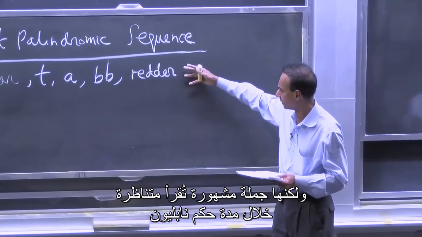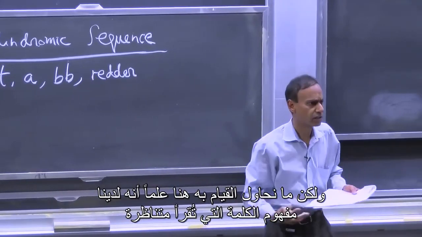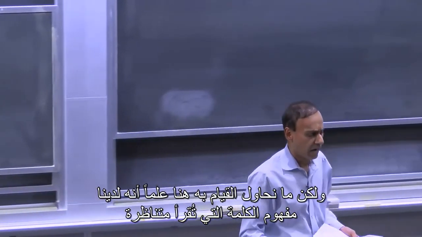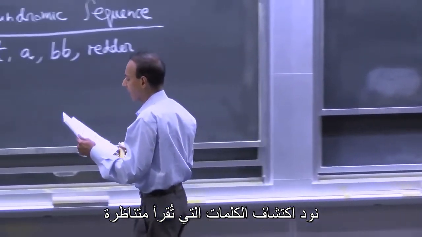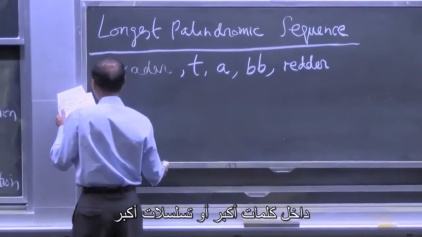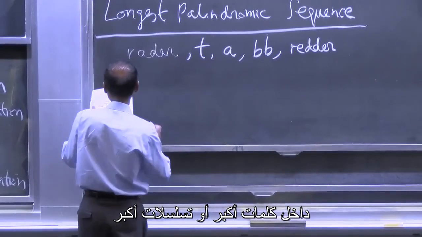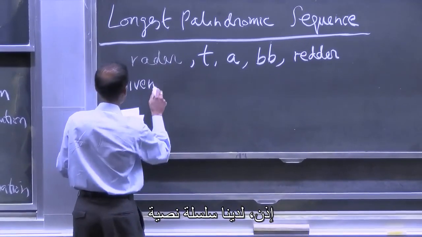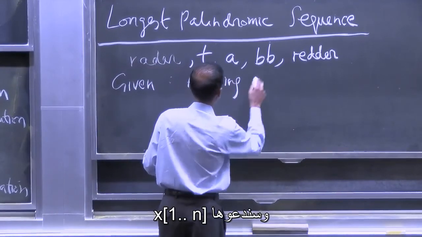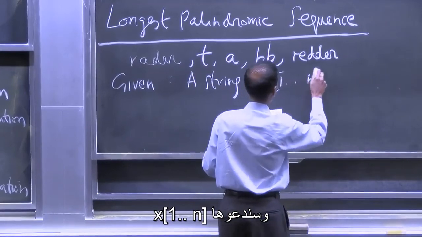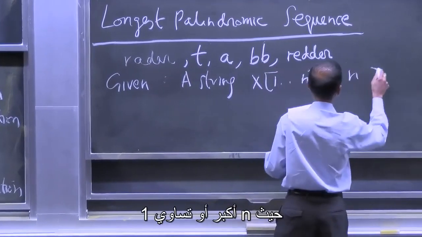Days of Napoleon. But what we're trying to do here is, given that we have this notion of a palindrome, we'd like to discover palindromes inside longer words or longer sequences. So what we have is a string, and we'll call it x1 through n, with n greater than or equal to 1.